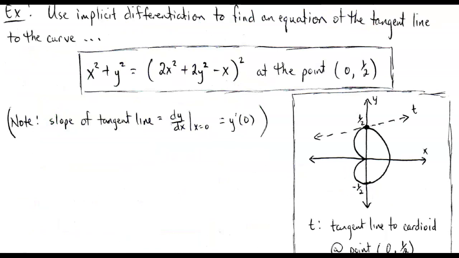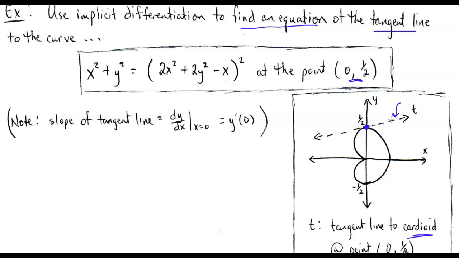So for our last example here, we're going to look at a problem where we really do have to use implicit differentiation to figure out what the derivative of this particular relation will be when x is 0. As you can see, this particular equation is called a cardioid, and it kind of looks like a heart. We're being asked to figure out the equation of the tangent line to this curve at this point.